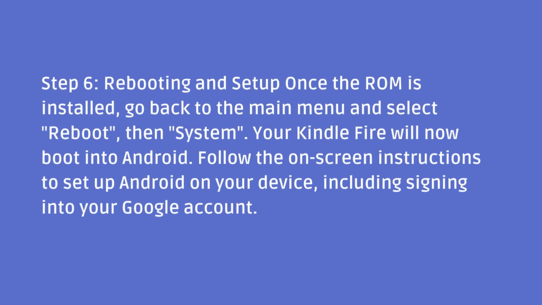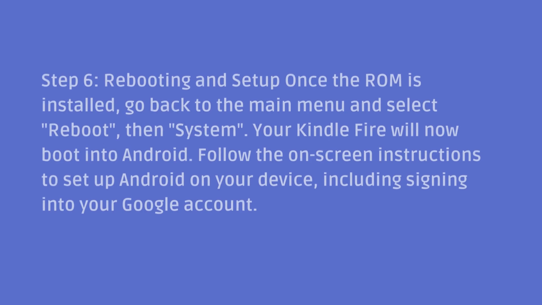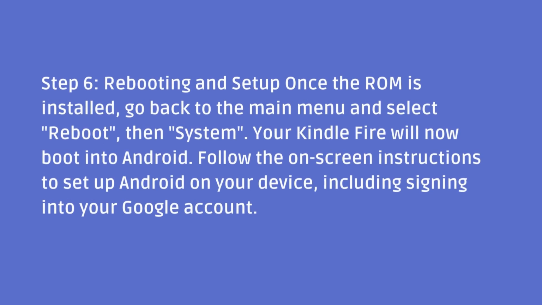Step 6. Rebooting and setup. Once the ROM is installed, go back to the main menu and select Reboot, then System. Your Kindle Fire will now boot into Android. Follow the on-screen instructions to set up Android on your device, including signing into your Google account.